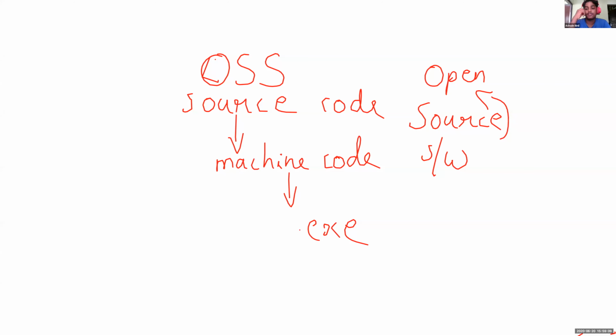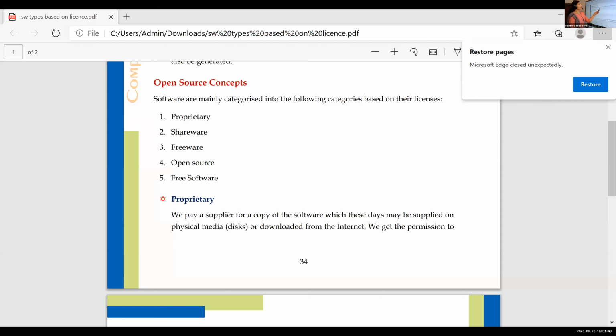Now we'll see specifically what all the things. Softwares are mainly categorized based on their licenses. First one is proprietary software, then shareware, freeware, open source software, and free softwares. So these are the main things. Just note it down.